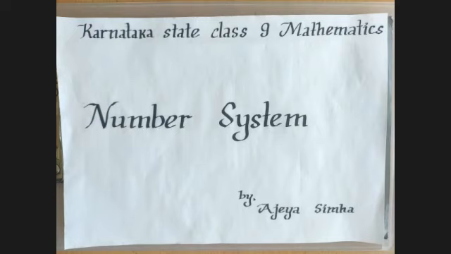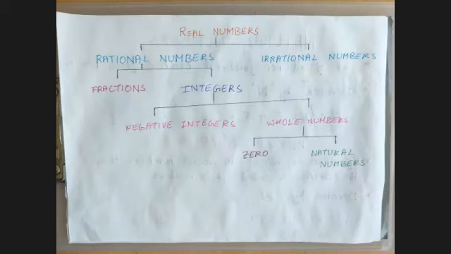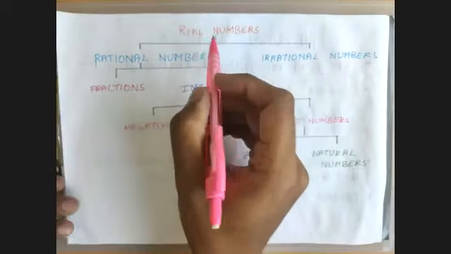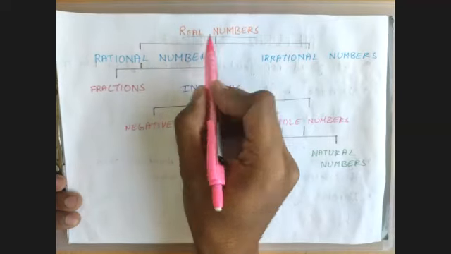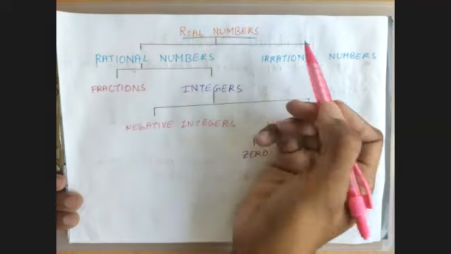Let us start with our first chapter, that is number systems. The numbers which we have learned till today can be classified under real numbers. All numbers we have learned are real numbers.